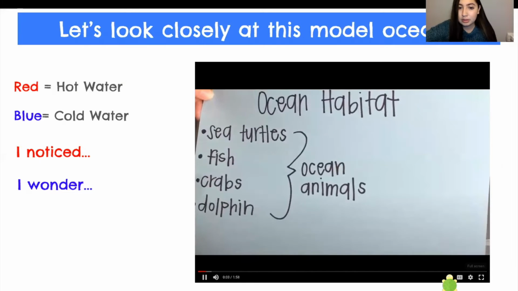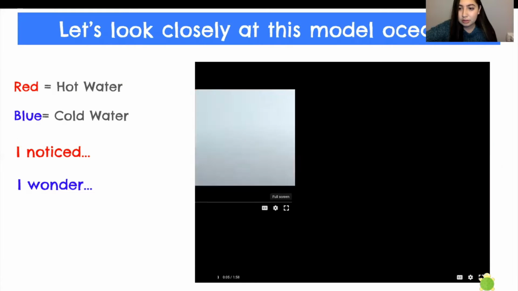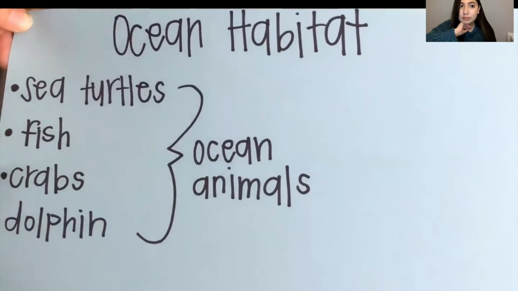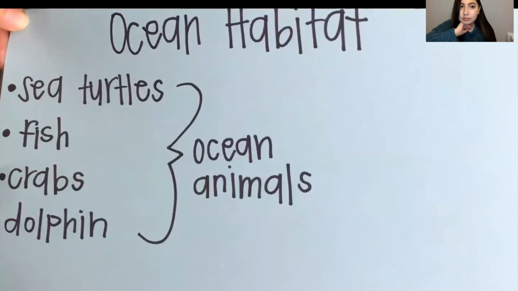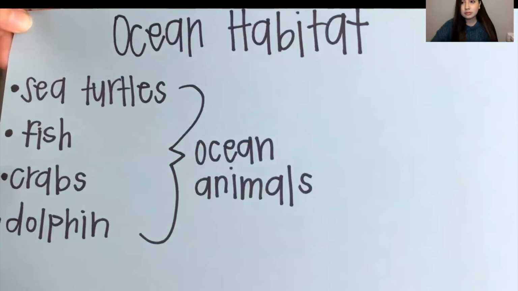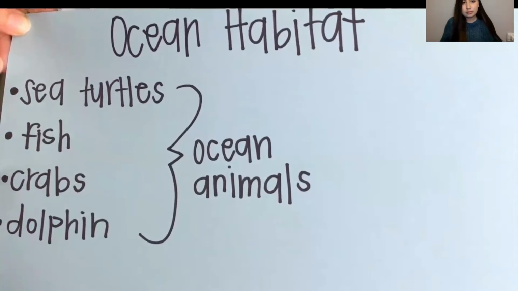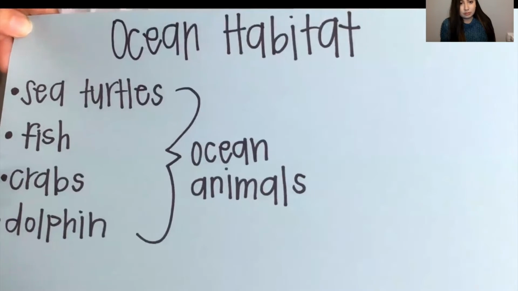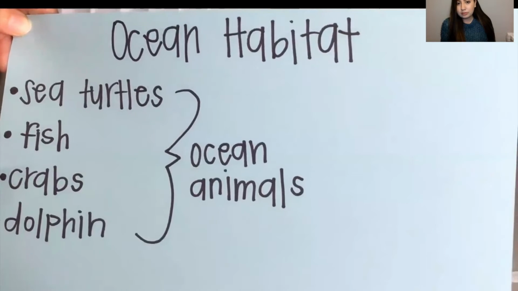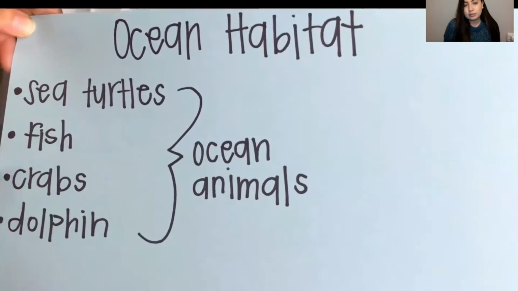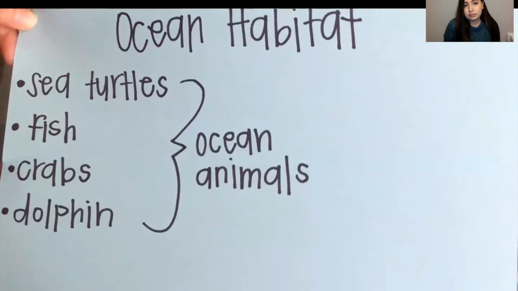Hello, friends, and welcome to a new science experiment. Last week, we learned about ocean habitats, right? That's a place where sea animals live. And we learned last week that there are 4 different animals that live in an ocean habitat. We learned about sea turtles, fish, crabs, and dolphins. This week, what we're going to learn about is ocean currents. So what we're going to do is make a model of the ocean, and I'm going to teach you how to do that with materials from your home.